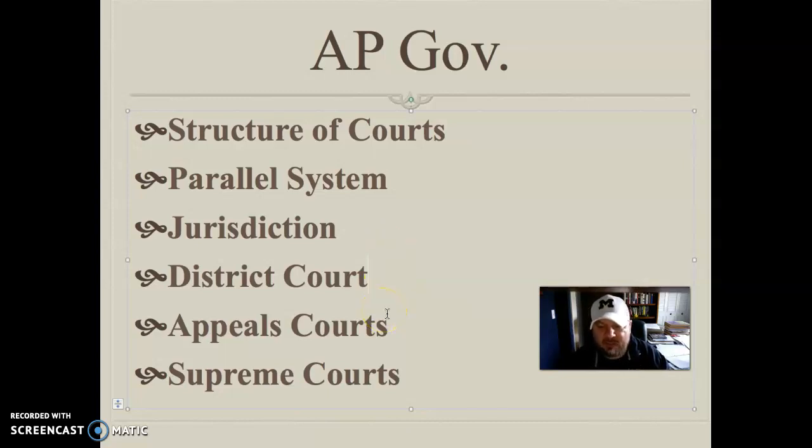If you do not like the result of your case in the district court, let's just say you're found guilty, and you're like, I'm not guilty, that's wrong, you can appeal it to an appeals court. We have 13 different what's called circuits in the United States. 12 of them have to do with a certain region of the country, and the 13th circuit is like a special circuit in Washington, D.C. So the appeals courts are where you go to appeal your particular decision.